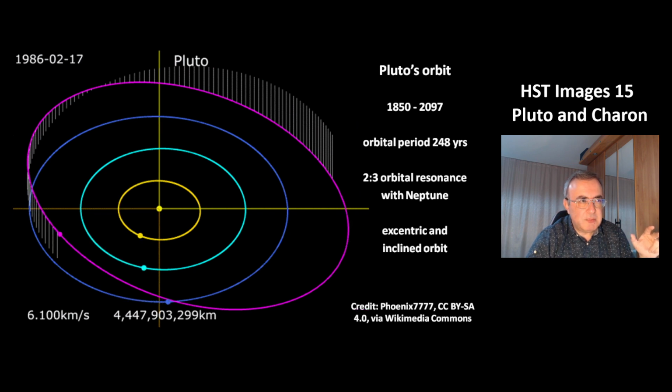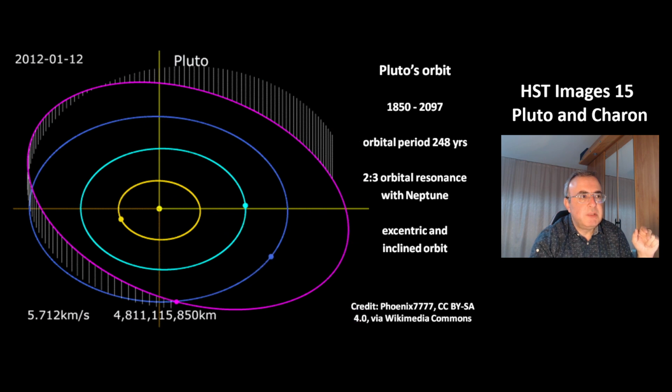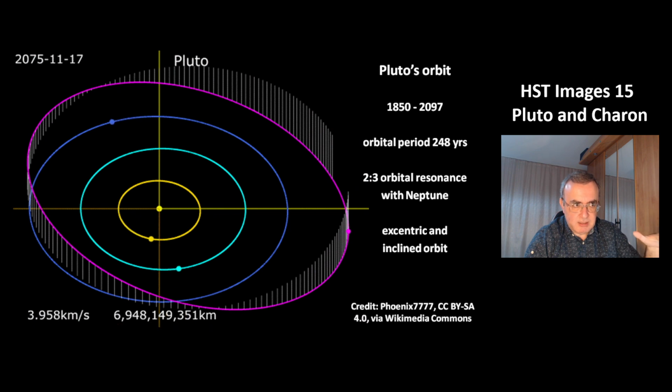And you can see in this picture, the red is Pluto's orbit. Dark blue is Neptune. Pluto's orbit is eccentric and it's inclined. It is not on the same plane as the orbits of the main planets.